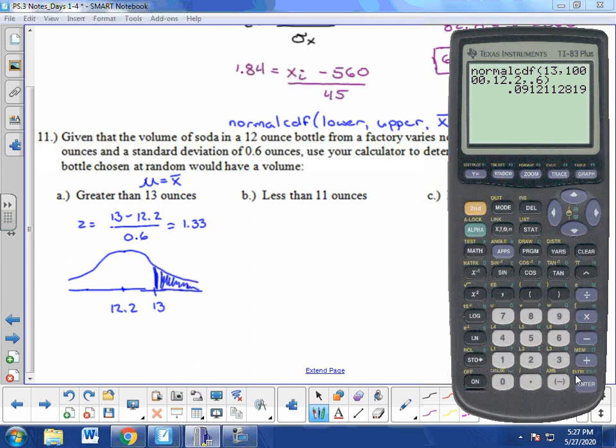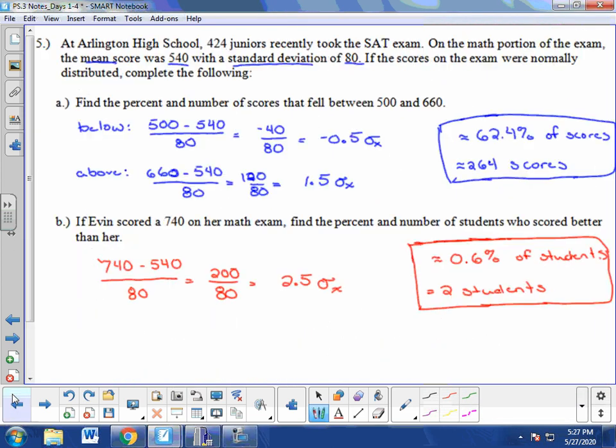And now we get the percentage or the probability. So what we get here is that approximately 9.12% of the soda bottles will have a volume that is greater than 13 ounces. So this is, again, basically what we did over here in problem 5, where we found the standard deviations to the lower bound, and we found the standard deviations to the upper bound, and then we used the curve to figure out percentage, and then percentage to figure out scores. Basically what we're doing is all of this work here on the calculator.